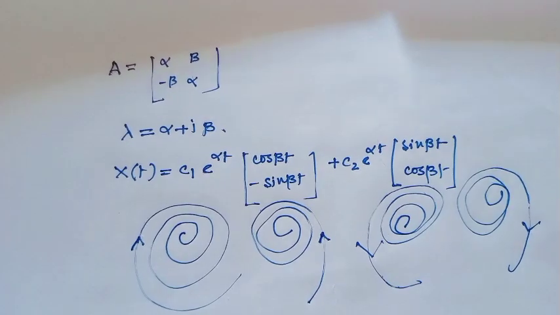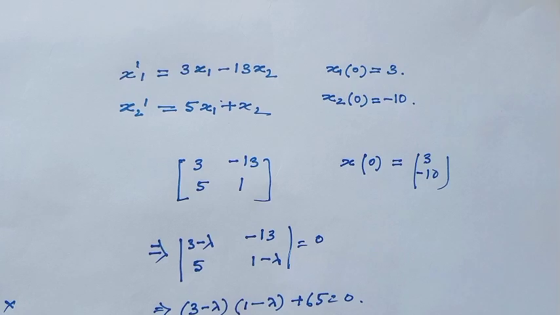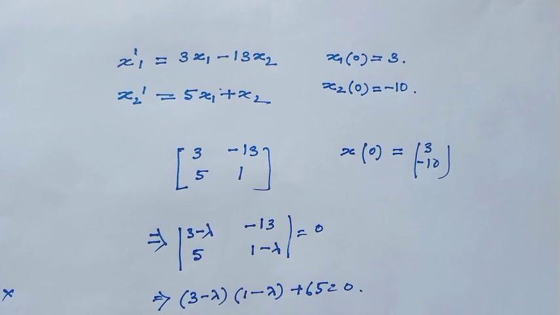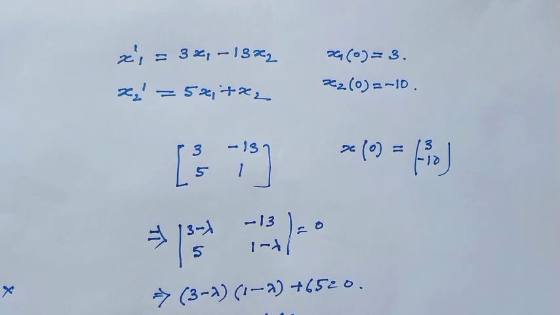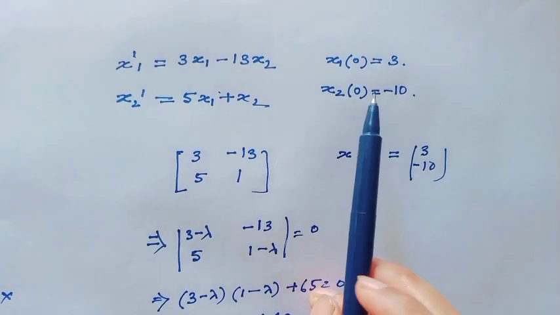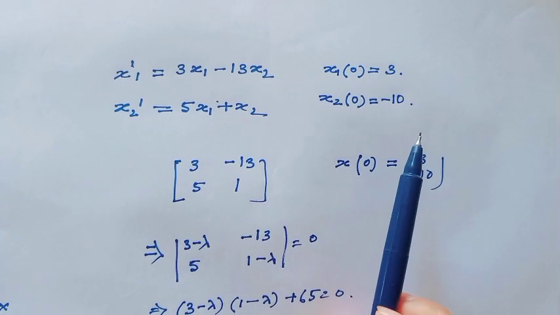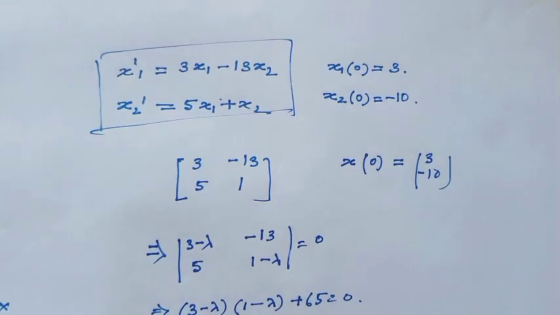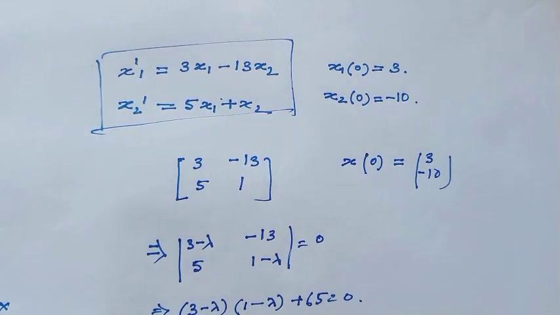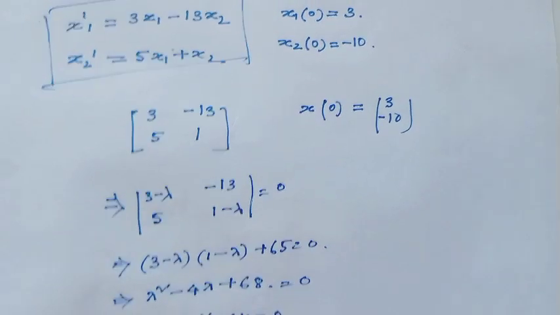Okay? Well. Our next example: x1 dash equal to 3x1 minus 13x2 and x2 dash equal to 5x1 plus x2, with initial conditions x1(0) equal to 3 and x2(0) equal to minus 10. From these equations we can generate one matrix, (3, minus 13; 5, 1). And here the initial condition is 3 and minus 10.